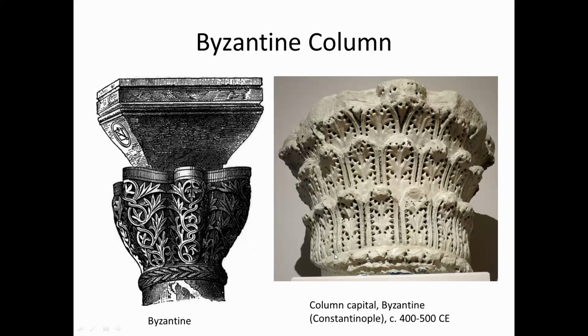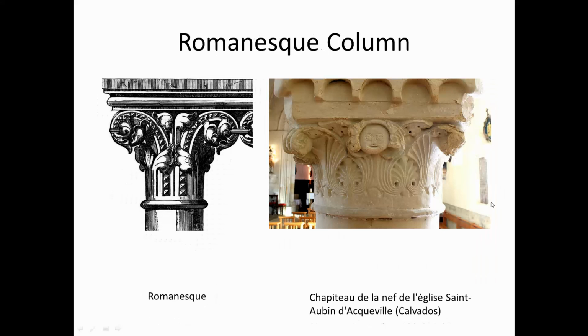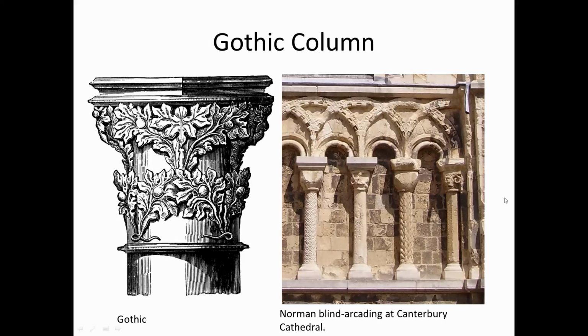Byzantine columns are again mostly organic. The Byzantine columns, the Romanesque, and the Gothic are a little harder to distinguish. You see these kind of forms overlapping throughout. And that is our slideshow of columns.